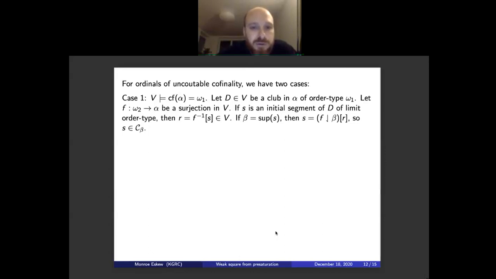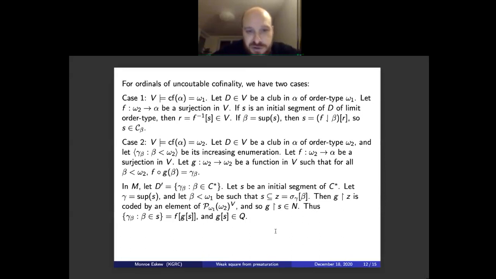Okay, so we're only picking a single club to be in C alpha for alpha of uncountable cofinality. The other case is that alpha has cofinality omega 2.